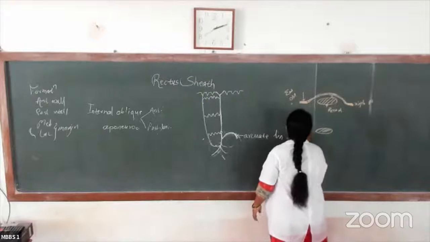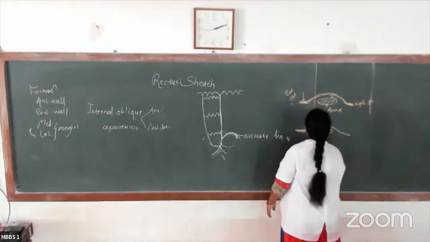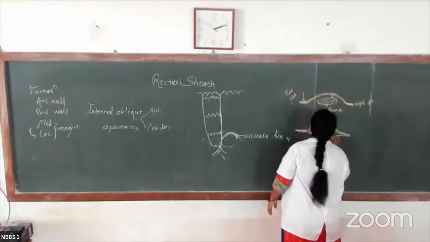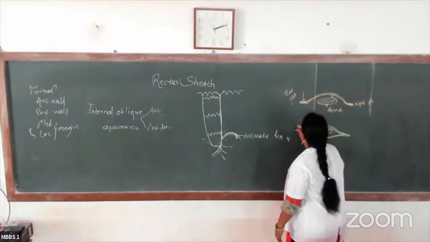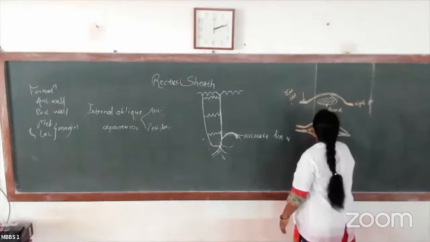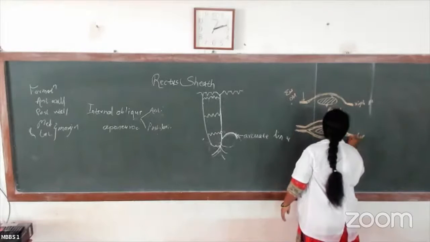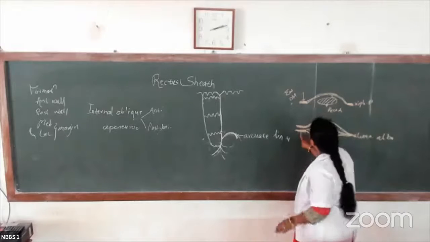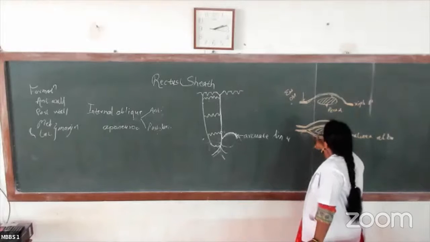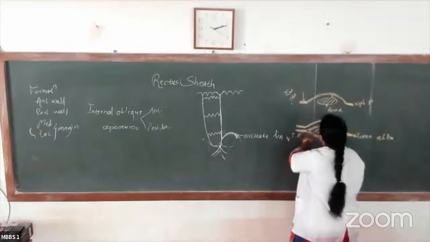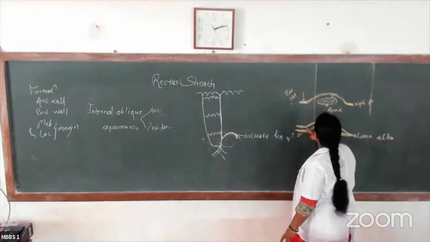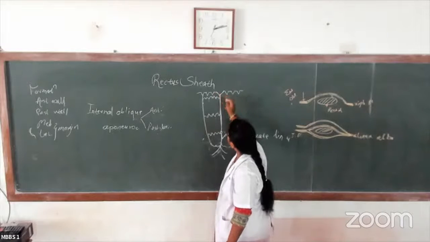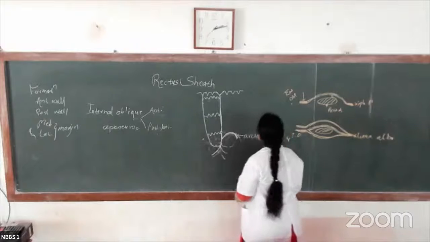So here, this is the internal oblique muscle which splits into 2 laminae. This is the anterior lamina along with the aponeurosis of the external oblique, and this is the linea alba. So here is the splitting of the aponeurosis of the internal oblique. The anterior lamina of the internal oblique along with the aponeurosis of the external oblique muscle forms the anterior wall between the costal margin and the arcuate line. So it is comparatively thick.